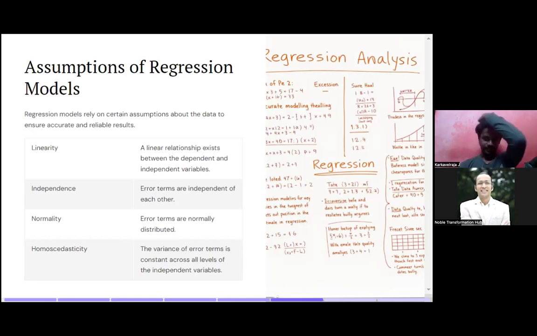We have these four assumptions: linearity, where a linear relationship exists between the independent and dependent variables; independence, where the error terms are independent of each other; normality, where the error terms are normally distributed; and homoscedasticity, where the variance of error terms is constant across all levels of independent variables.